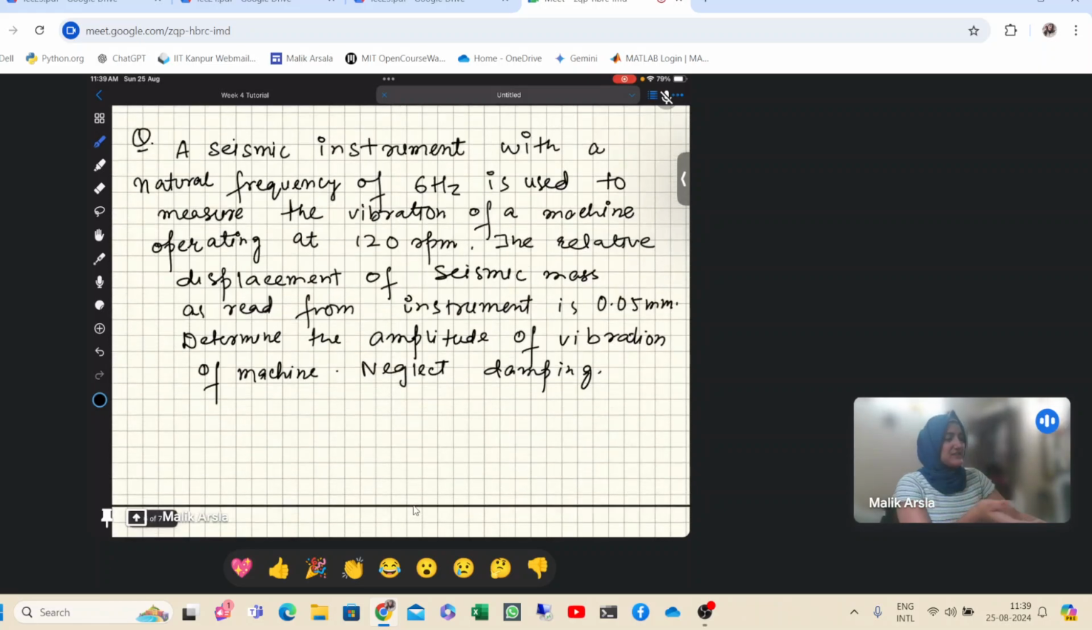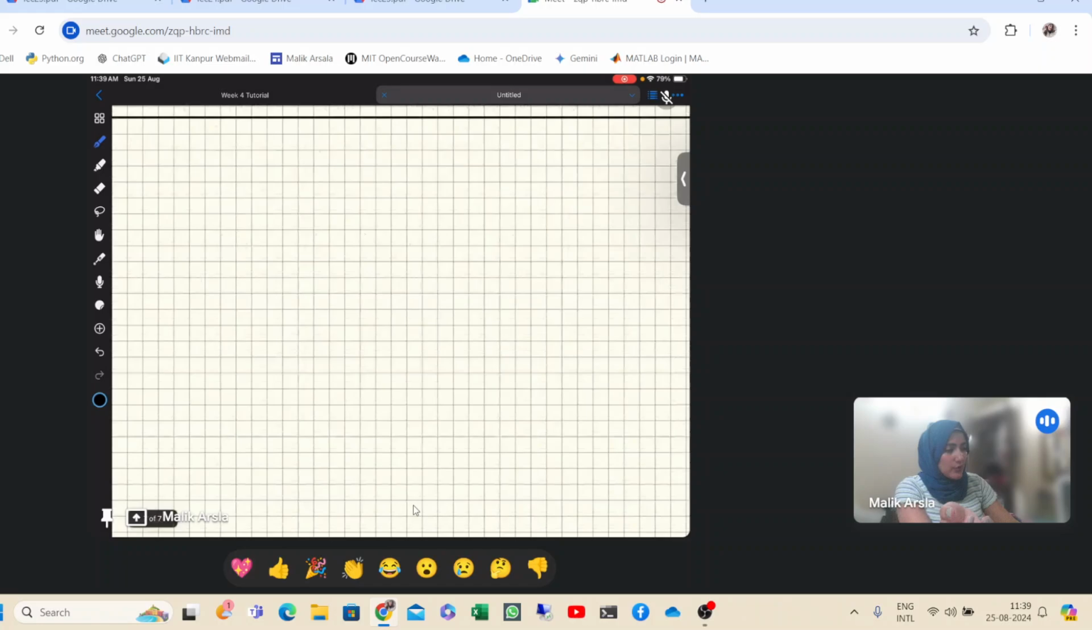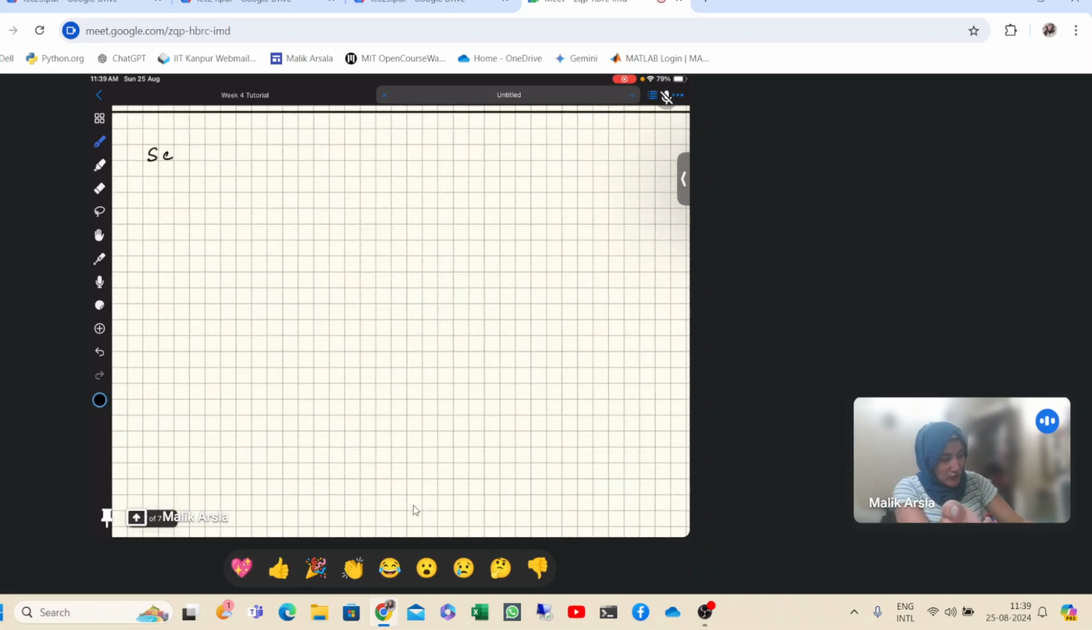So basically again the natural frequency has been given, and the RPM has been given, so we can find the operating omega. From these two things we will get the r, and from r we can calculate z upon y. z is already given, so that is how we'll find y. Okay, so it is a very straightforward question. I think it should not take you much time to solve.